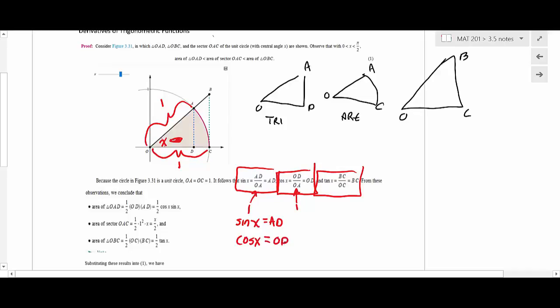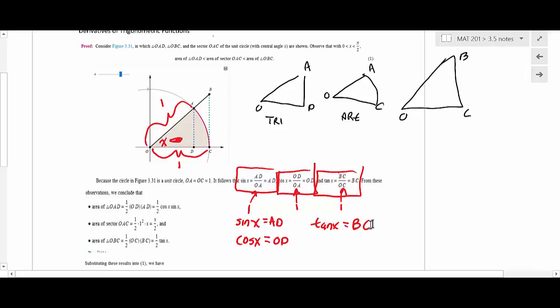Okay, now look at tangent. What is tangent? Tangent is opposite over adjacent. Now we're going to look at the big triangle. If you look at x, opposite is BC, and adjacent is OC. So what we end up getting is that result. And in this particular case, what's OC? It's 1. So the other conclusion is that tangent of x is just equal to BC. You guys follow that?